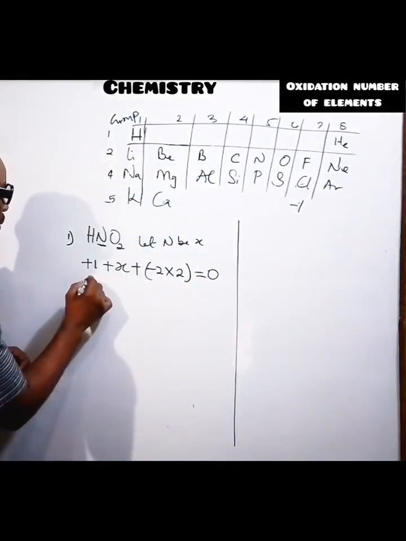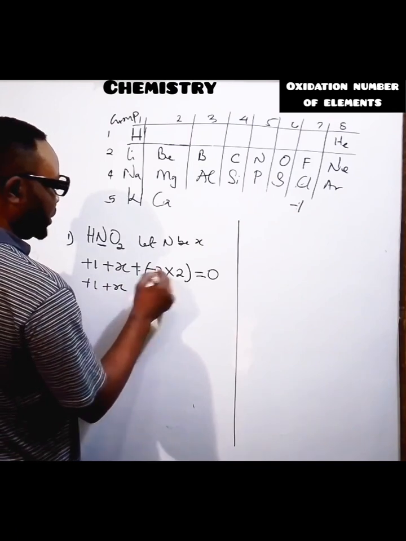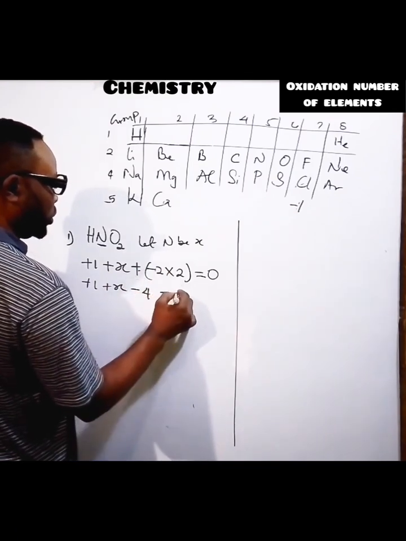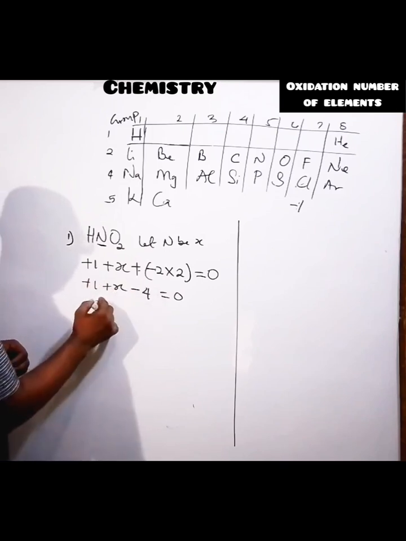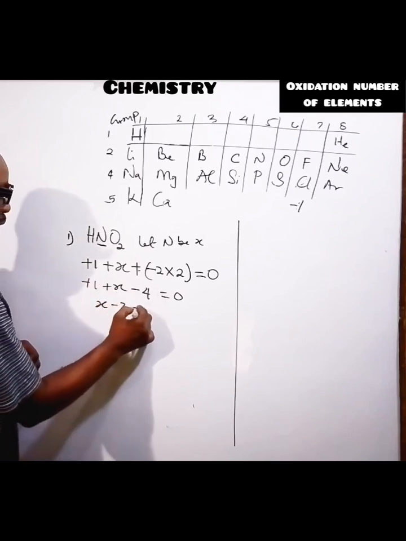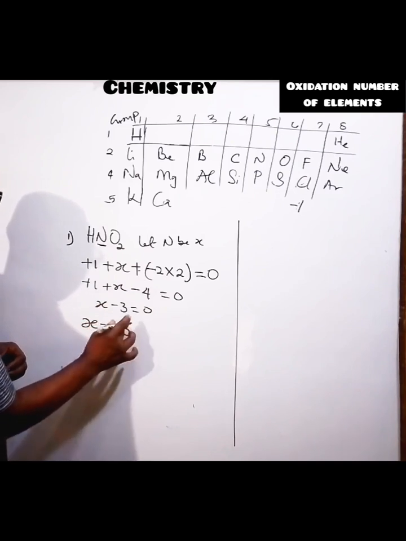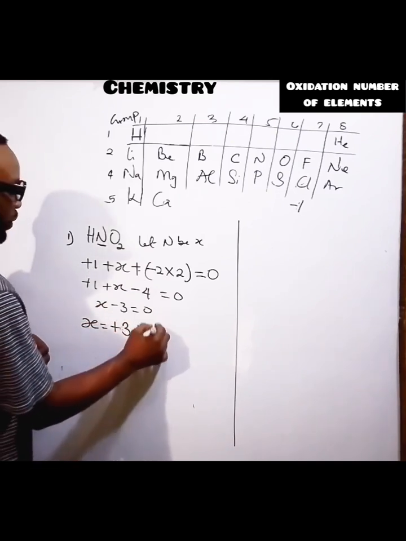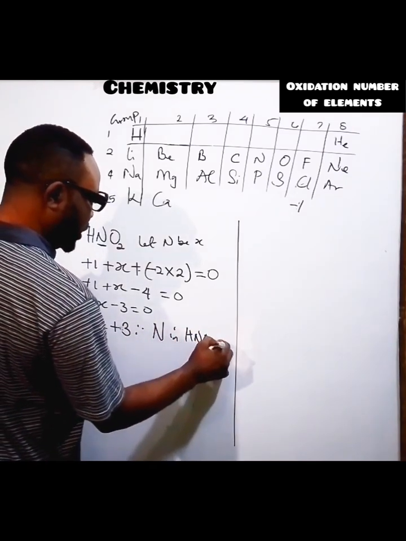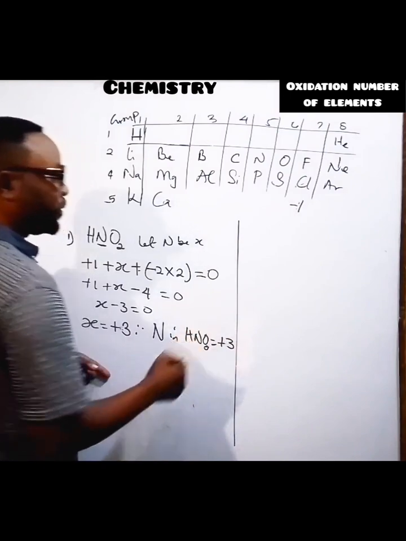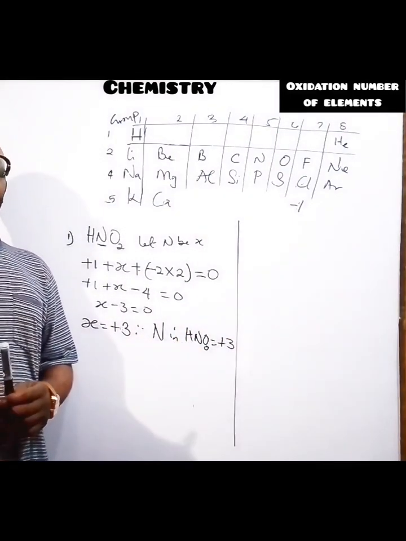So we have +1 plus X plus (-2 times 2), which is -4, equal to 0. So +1 minus 4 here, we have X minus 3 equal to 0. So X is equal to +3. Therefore, the oxidation number of nitrogen in HNO2 is equal to +3.